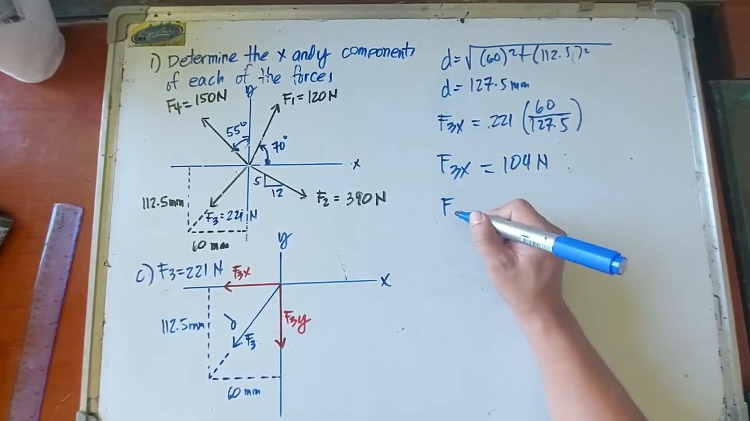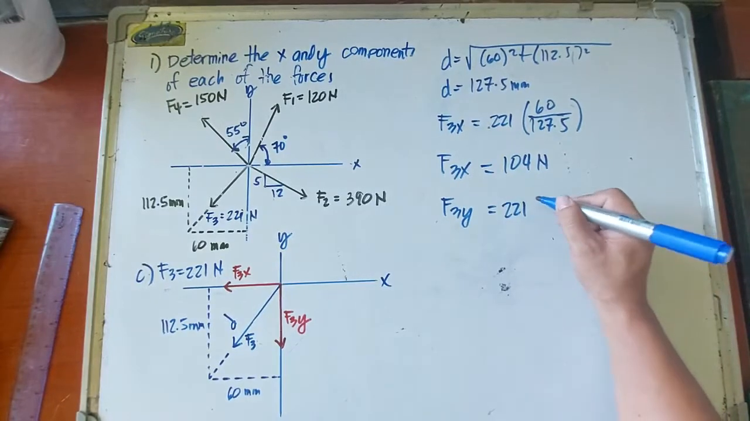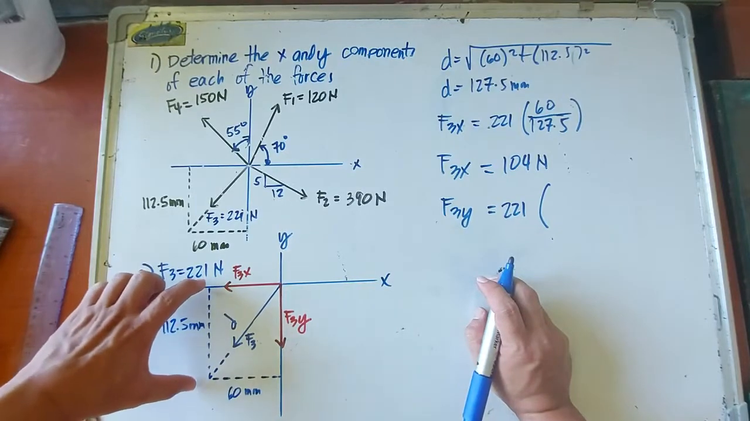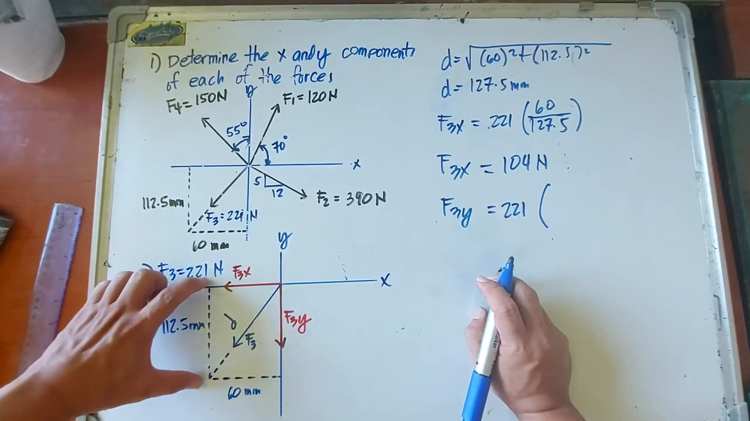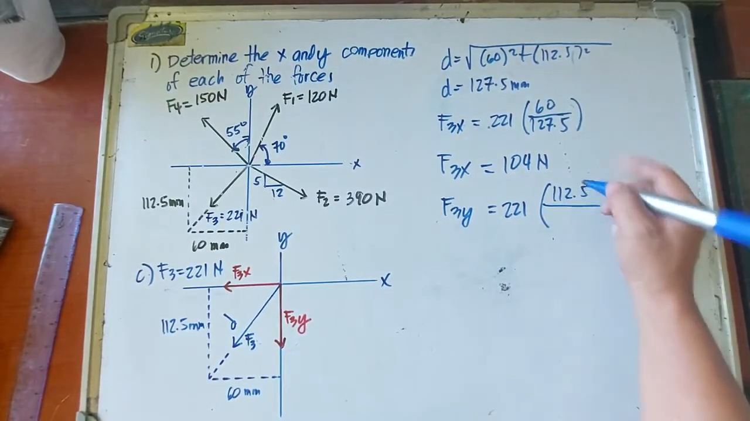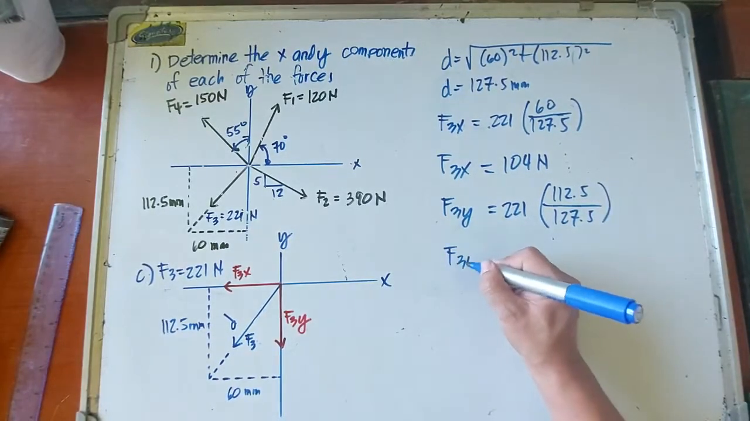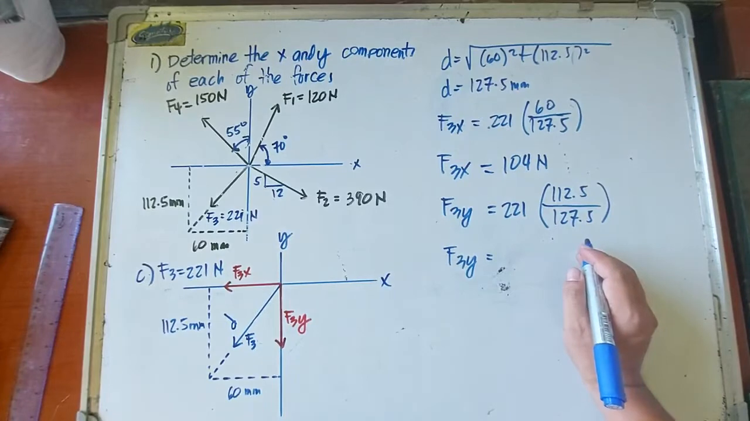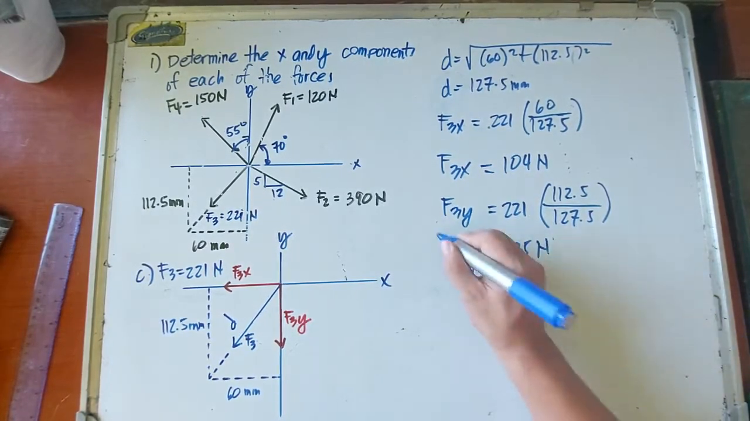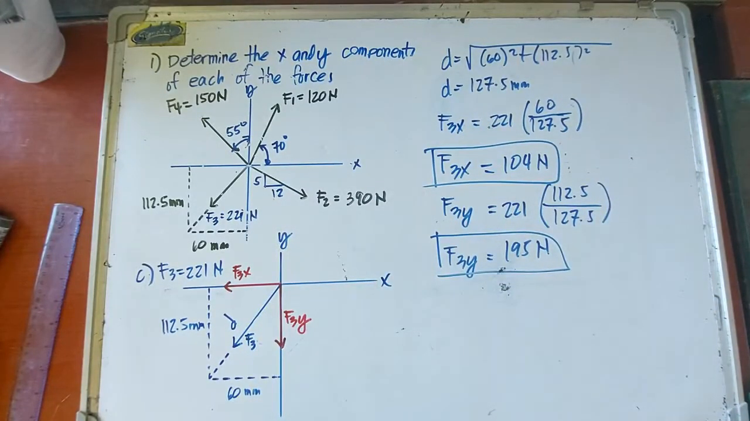Next is F3y. So we have 221 newtons times y, which is vertical. So put nyo lang yung vertical dimension ng triangle over the hypotenuse. So we have 112.5 divided by the hypotenuse 127.5. So the vertical component is equal to 195 newtons. So these are the components along X and Y axis of F3.